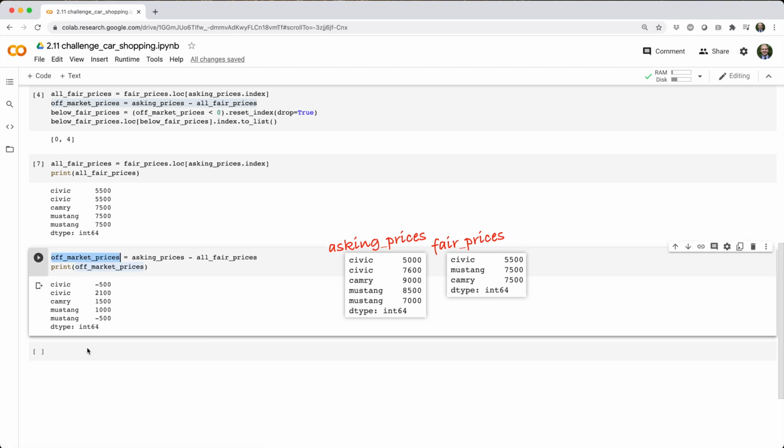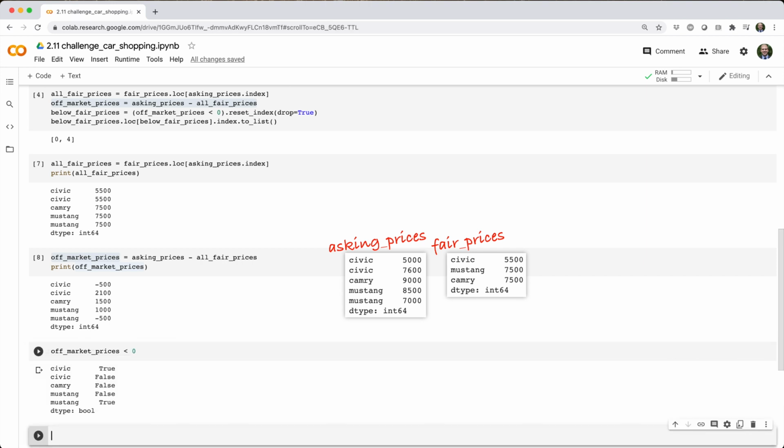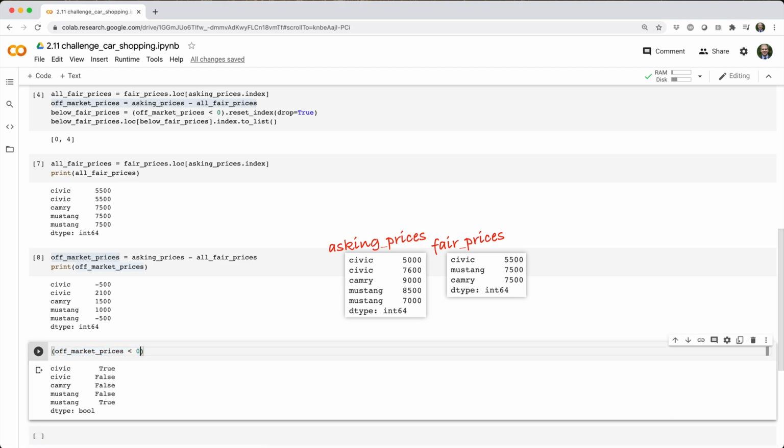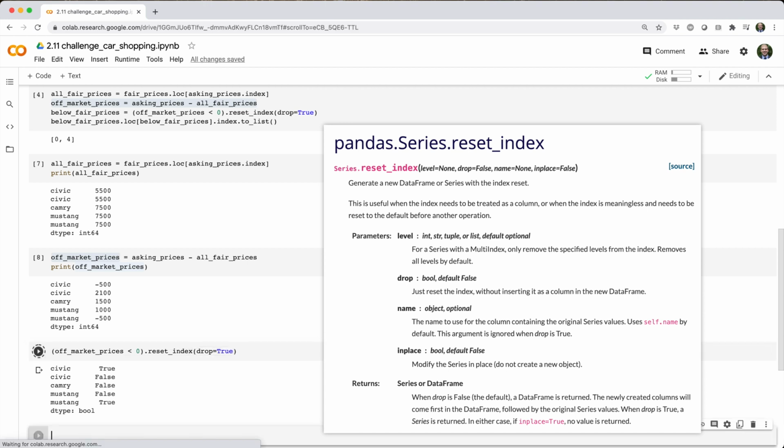Next, we set belowFairPrices equal to offMarketPrices less than zero, which gives us a Boolean series indicating whether each car for sale is below its fair price. We'll also chain that with .reset_index(drop=True) to make the index a range index like 0, 1, 2, 3, 4.